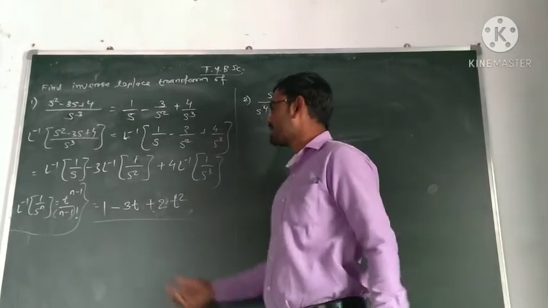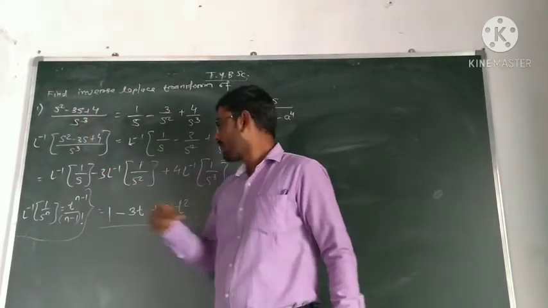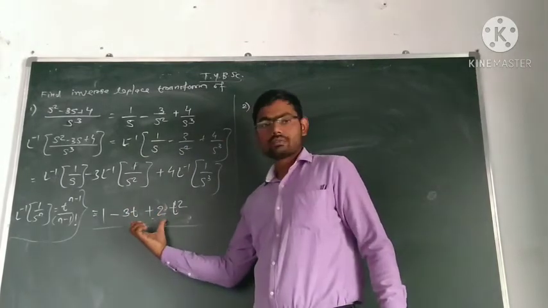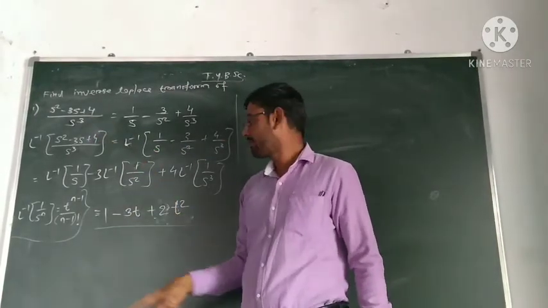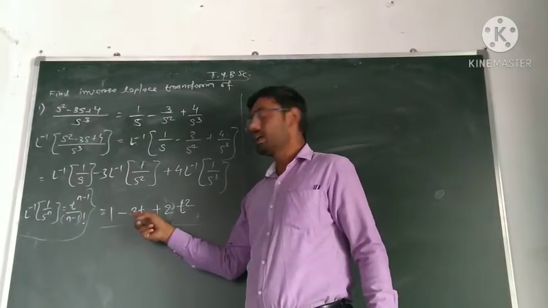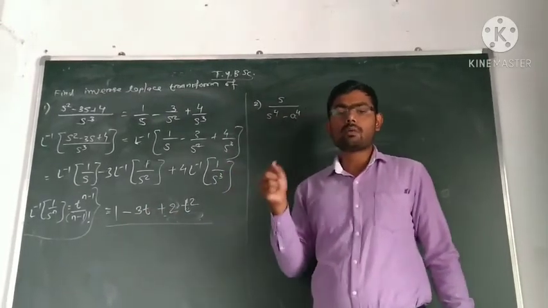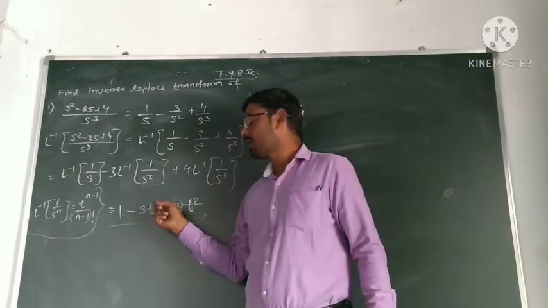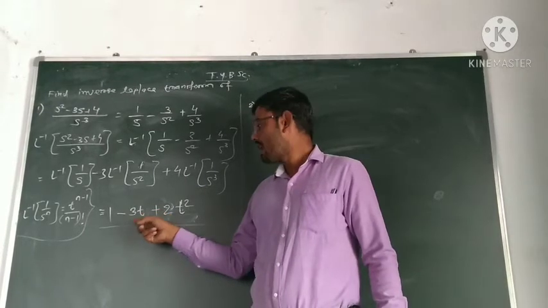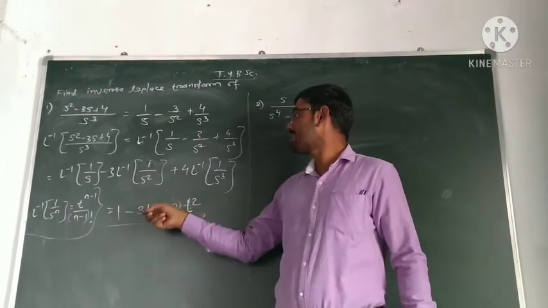This is the inverse Laplace transform of the function (s² − 5s + 4)/s³. For a cross check, you can take the Laplace transform of this and you will get this value. Verify: the Laplace transform of 1 is always 1/s, so 1/s minus 3 times the Laplace transform of t. The Laplace transform of tⁿ is always n factorial upon s^(n+1). For t to the power 1, the numerator is only 1, upon s^(n+1). n is 1, 1 plus 1 is 2, so 1/s².